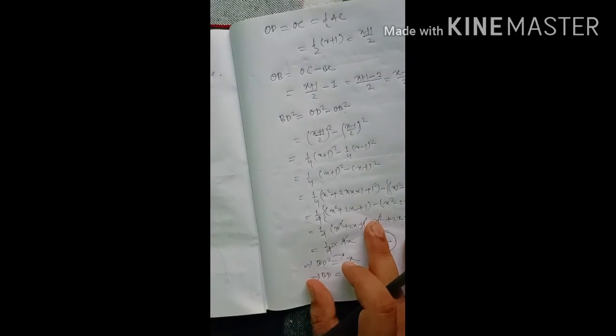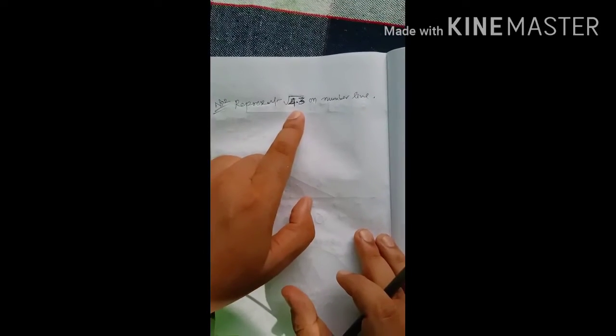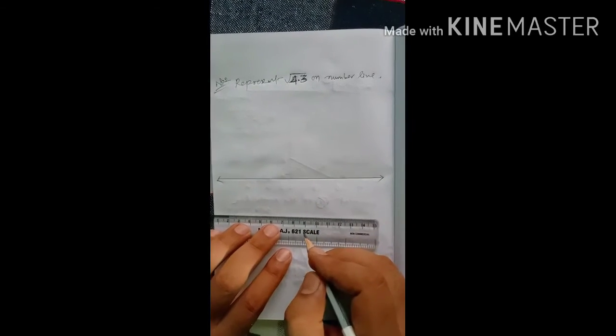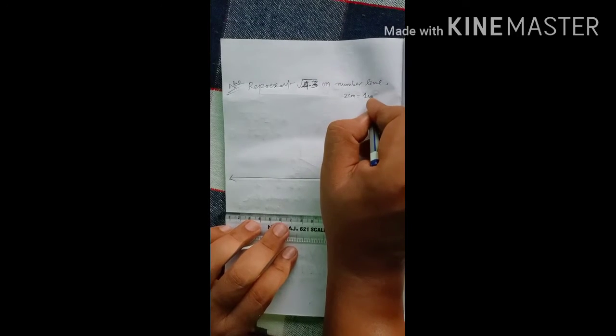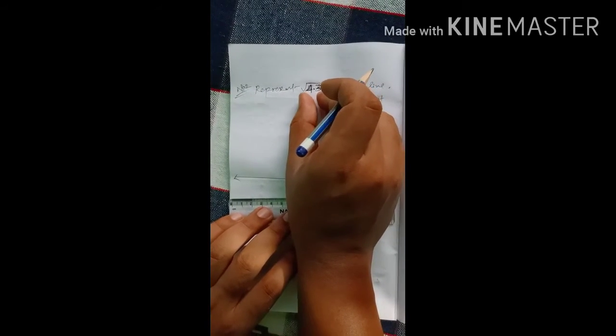So here is a question for you. Look here, just see how to represent root over of 4.3 on the number line. So see, at first I will trace a line here. Then I will choose a suitable scale. I will just choose 2 centimeter is equal to 1 unit. It depends on you; you can choose your own. Next, what will I do? Here x is 4.3. I will measure 4.3.